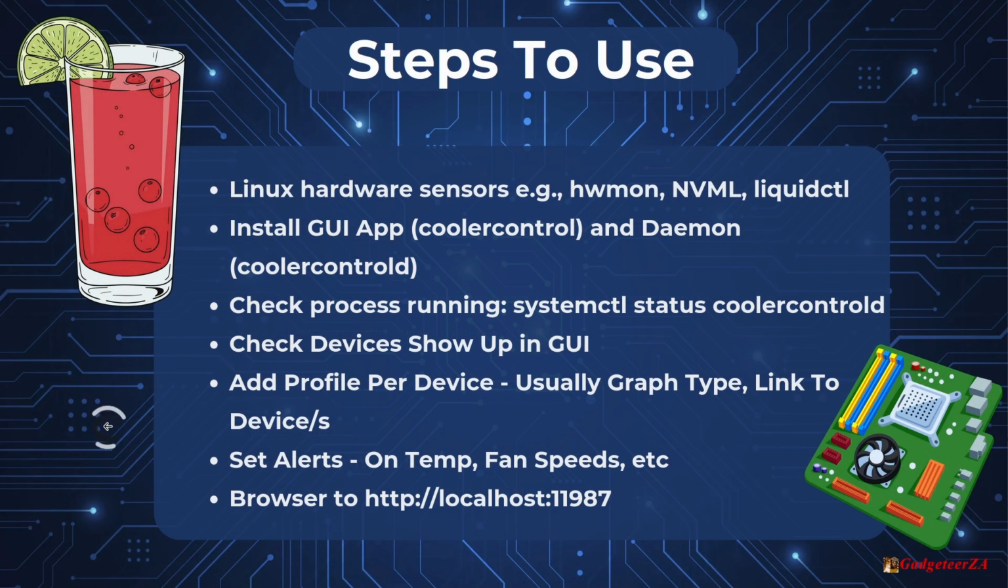And the last one I want to go through is just quickly mentioning the basic steps to use it, because on first installation, it can be a bit overwhelming. There's a lot of things on the screen, and the point is, where do you start? What do you do? Well, the prerequisite is you need to have your Linux hardware sensors exposed. So whether it's HWMON or NVML or liquidctl, that's for liquid cooling devices, or whatever else you're using, the hardware sensors could be in the GPU, on the motherboard, wherever. They just need to be exposed. Then your next important step is to install the GUI app. So typically you install CoolerControl.